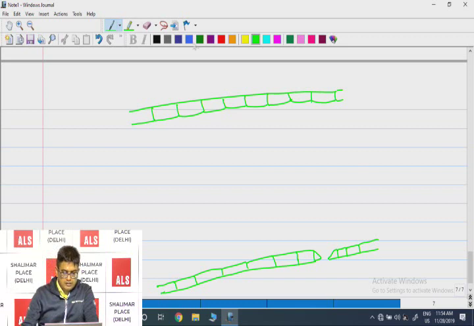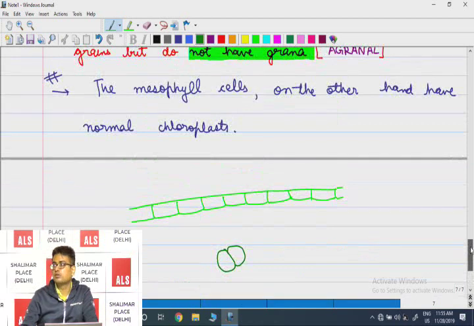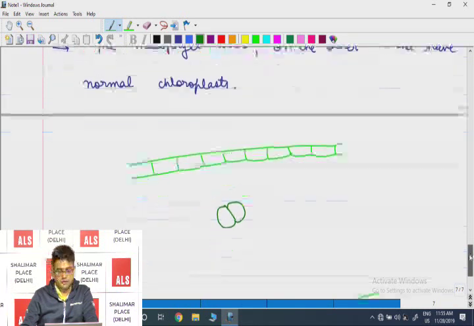Now in the center I am going to draw these type of cells like this. Yeah, you want me to scroll up, I think. Okay, all right, it's okay.